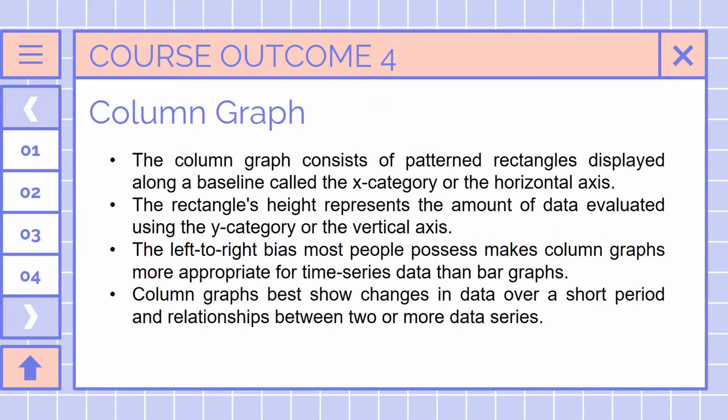A column graph consists of patterned rectangles displayed along a baseline called the x category or the horizontal axis. The rectangle's height represents the amount of data evaluated using the y category or the vertical axis. The left to right bias most people possess makes column graphs more appropriate for time series data than bar graphs. And lastly, column graphs best show changes in data over a short period and relationships between two or more data series.